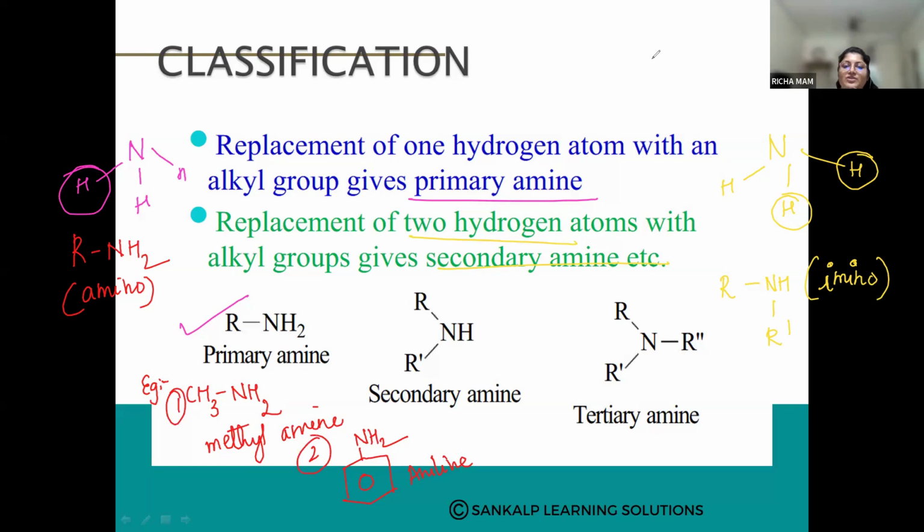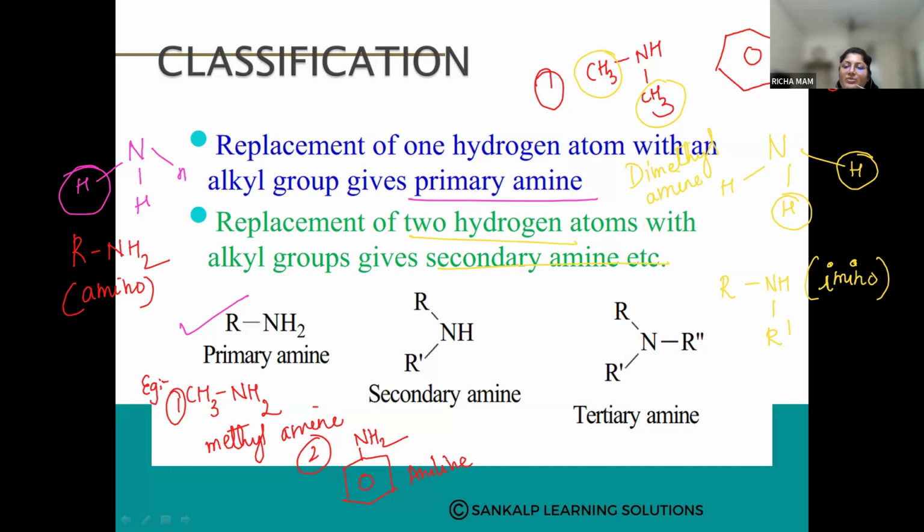Now let us see the examples of secondary amine. CH3-NH-CH3. This is an example of secondary amine. And I'll give one more example. Please tell me the name. Can anybody tell the name of this compound? It has two methyl groups, so it is dimethylamine. The name is dimethylamine.